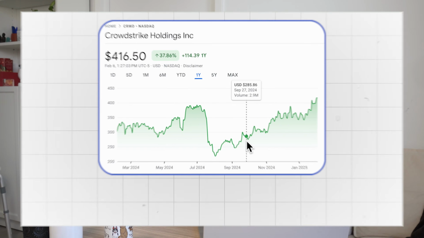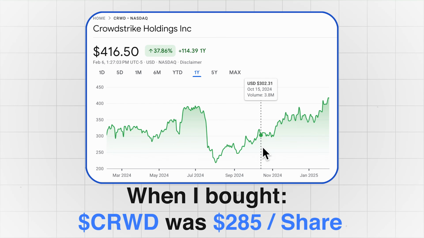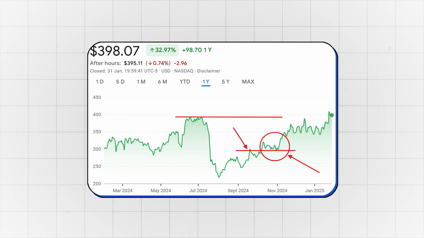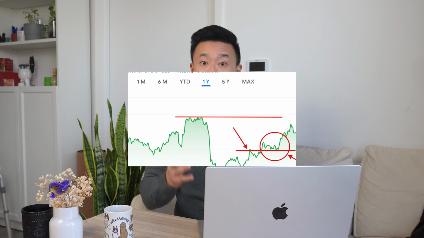I first bought the LEAP in September of 2024 when it was just trading at $285 per share. Meanwhile, the strike price of the LEAP was $380, nearly $100 higher than where it was currently trading at that time. I reasonably knew that it could return back to the levels where it was trading prior to the crash, so that was my take profit price. Once the underlying shares were approaching my strike price, that was an indication for me to sell. And that was where I felt comfortable with letting it go and taking the profits that I made.